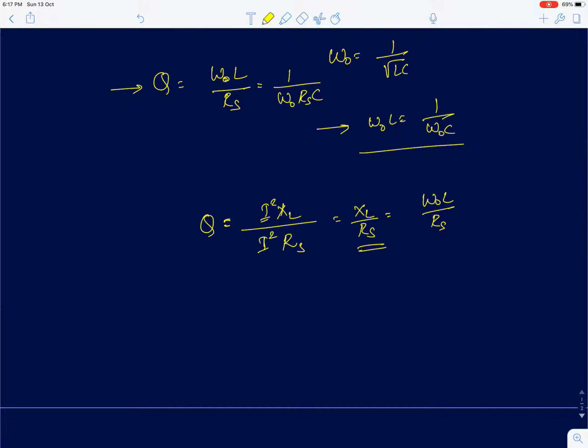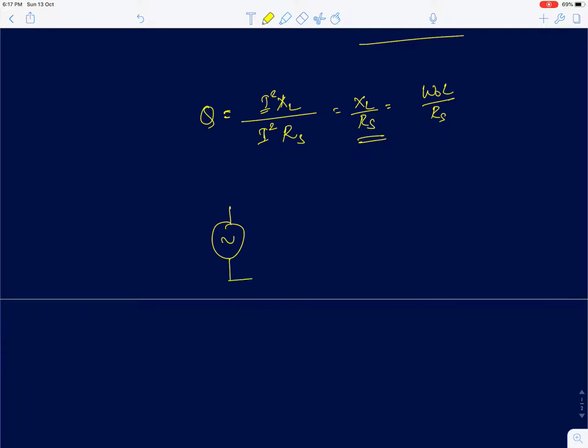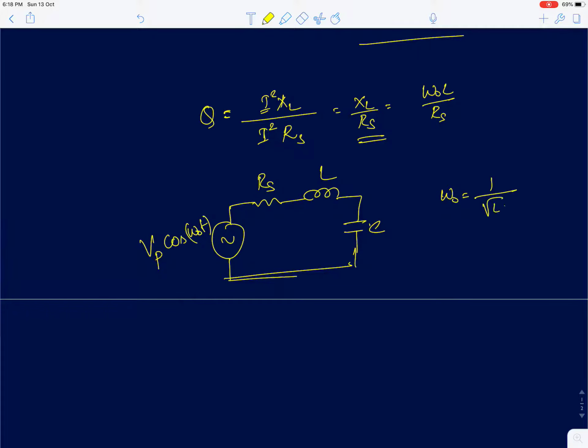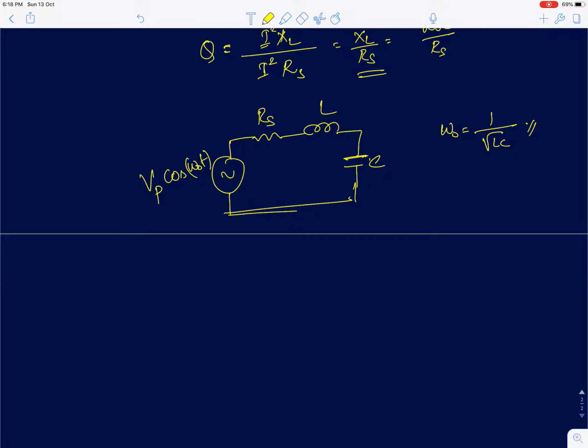But I'll try to derive the expression for power which is dissipated in the inductor and capacitor, so it gives you a better intuition as to what exactly happens at the resonant frequency. What we are going to do is drive a series RLC circuit by a sinusoid whose frequency is equal to the resonant frequency, and then see what the power dissipated across each element in this circuit is.